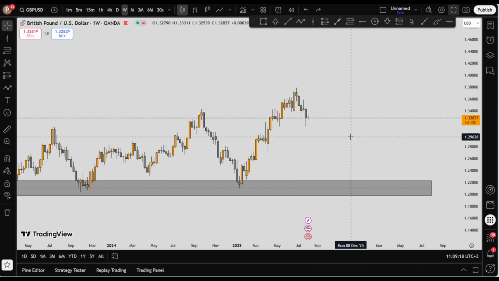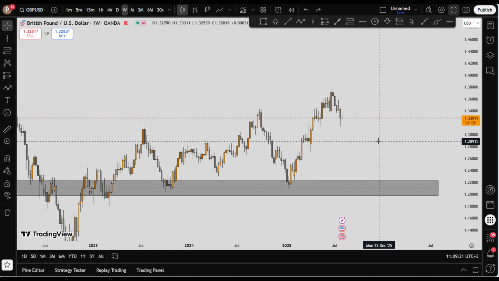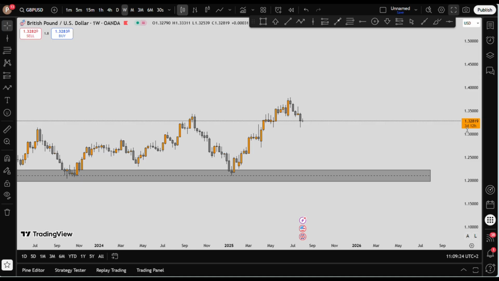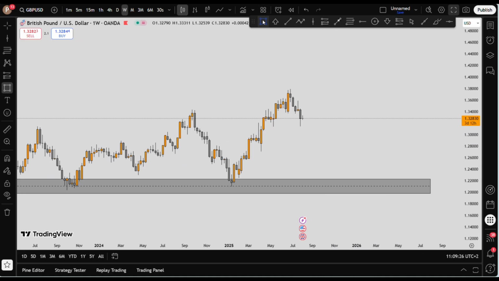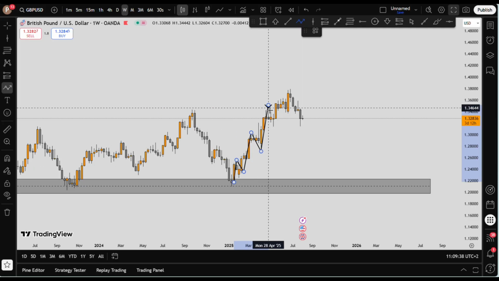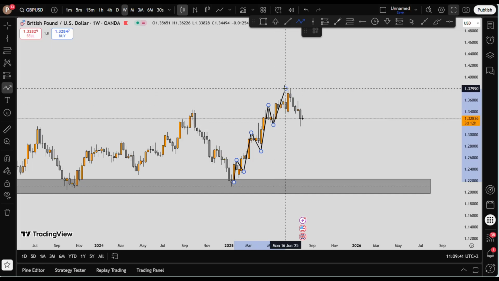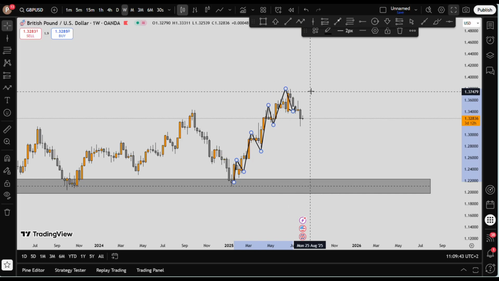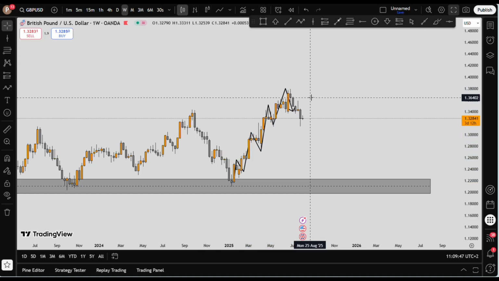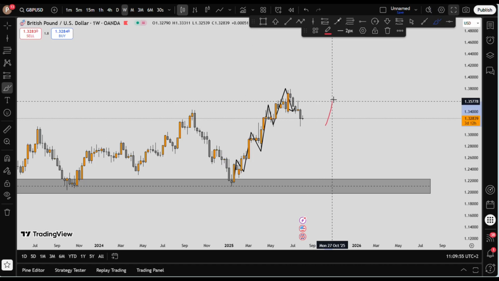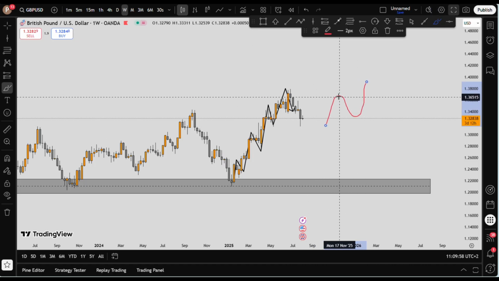So now let's identify our key structure levels in order to understand better what's going on. Currently, let me mark out this uptrend for you. So higher high, higher low, higher high, higher low, higher high, higher low, higher high, higher low. So this is an uptrend, right? And for an uptrend to continue going up, it needs to keep breaking those highs.